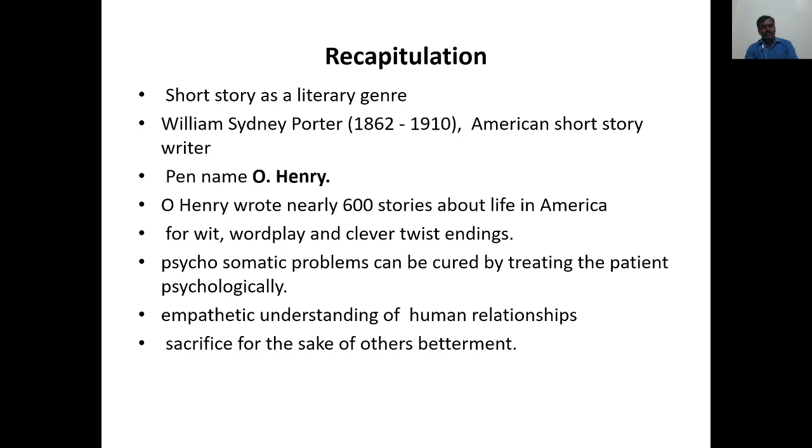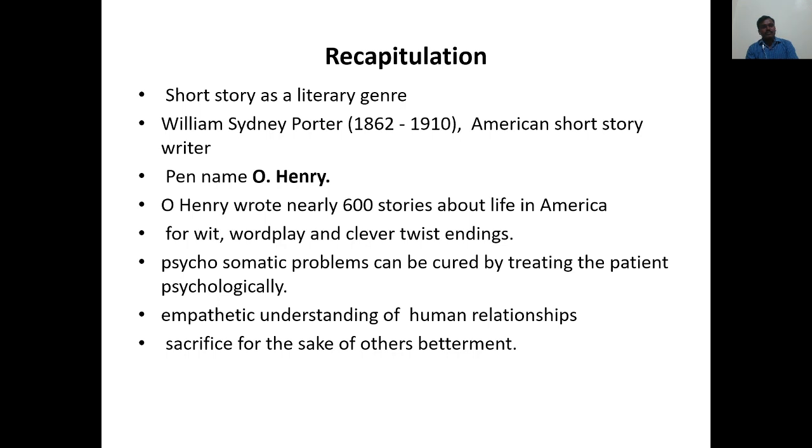The stories deal with psychosomatic problems, which could be cured with the psychological aspect of the patient. Psychosomatic means mind and body, a disease which has come from the mind to the body. So it can be cured psychologically.